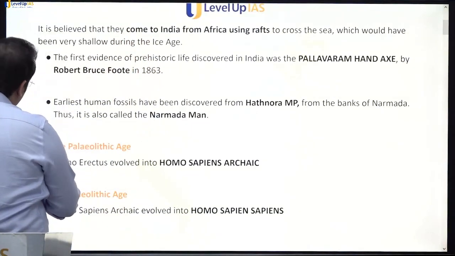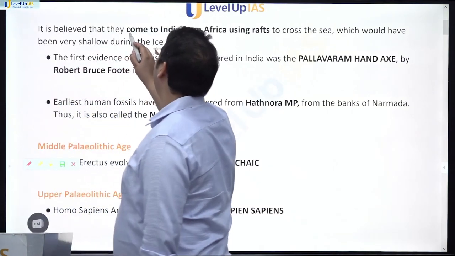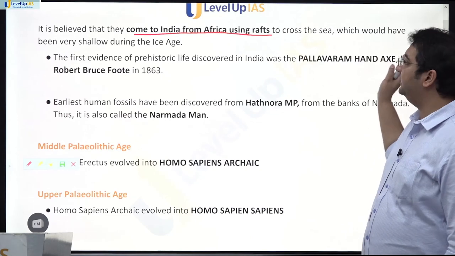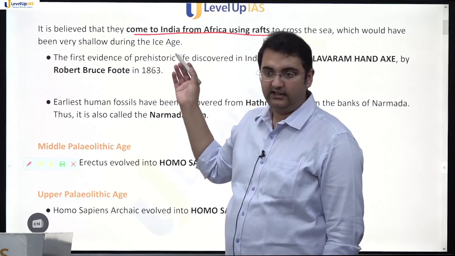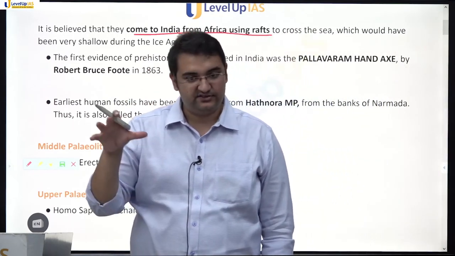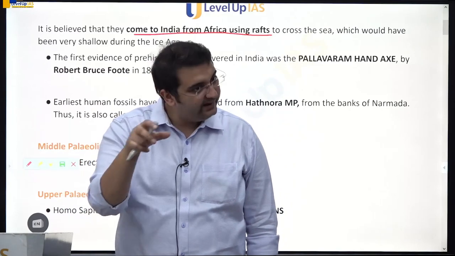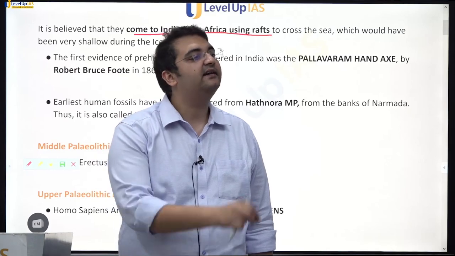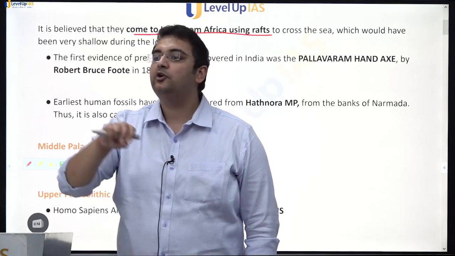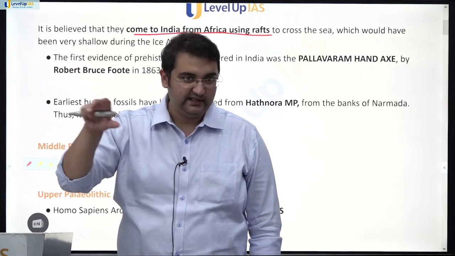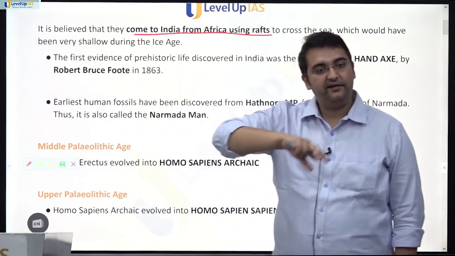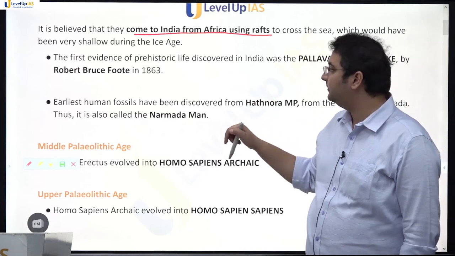Now, it is believed that they came to India from Africa using rafts to cross the sea, which would have been very shallow during the ice age. The ice caps would have been extremely large, and all the mid-oceanic ridges that you can see today must have been acting like land bridges connecting huge continental masses with each other. So it would be possible for these people to migrate from Africa towards India.